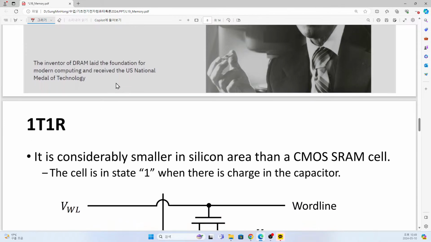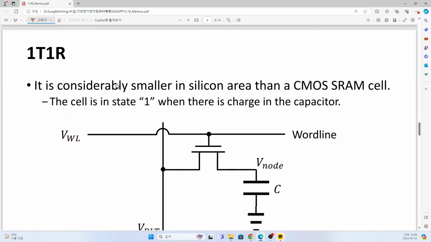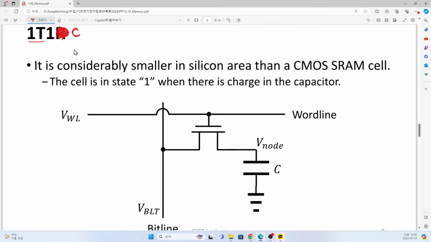Okay, so now let's go to this slide. Here you can see 1T10. So I made a mistake, sorry about that. 1T1C. Sorry about that. This is the universal structure of our DRAM cell. Here, in order to represent our 1 bit, we need only one transistor and one capacitor.